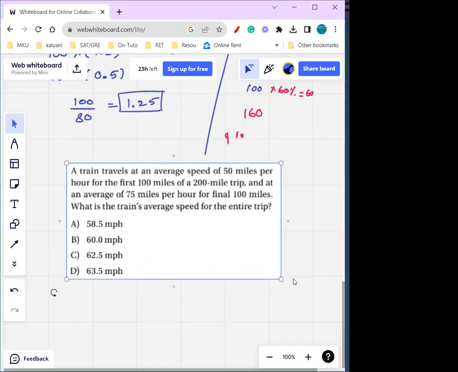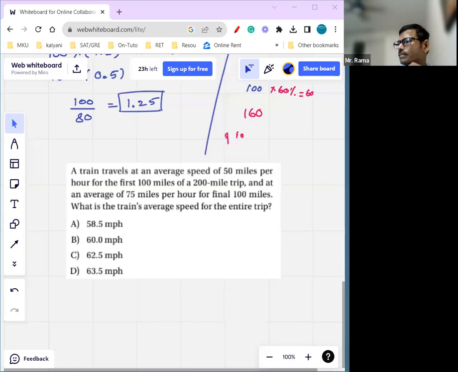A train travels at an average speed of 50 miles per hour for the first 100 miles of a 200-mile trip and at an average of 75 miles per hour for the final 100 miles. What is the train's average speed for the entire trip? Let's give it a try. See what you guys think.